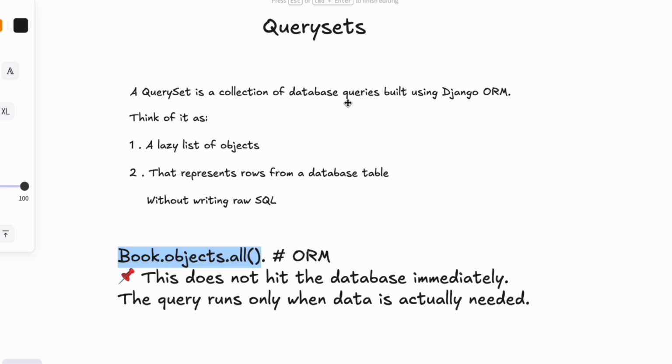So this is just a lazy list of objects that represents rows from a database table without writing raw SQL. We are not going to write raw SQL in our Django. We just have to write these query sets in the form of ORM.